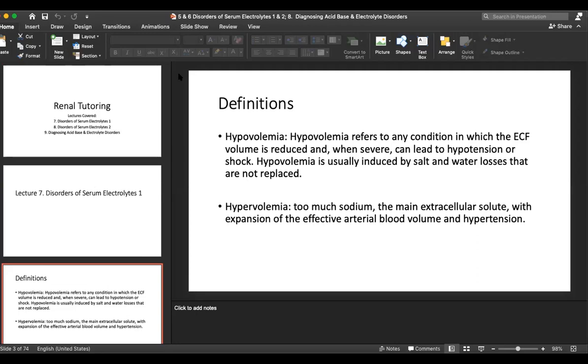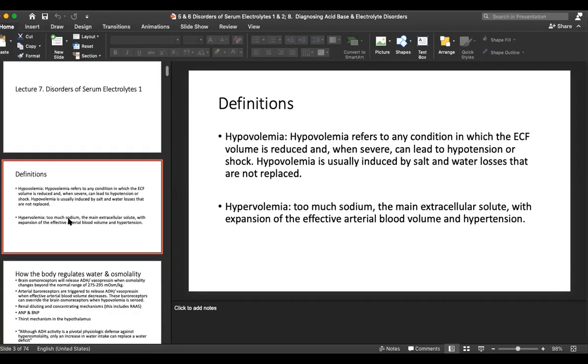And so the ECF is going to be reduced and it can lead to hypotension and shock. I like to think about that water follows electrolytes. So if we have low volume, it's usually because of salt and water losses. If we have too much volume, hypervolemia, there's probably too much sodium, which is the main solute. And there's going to be expansion of the blood volume, and it can lead to hypertension.